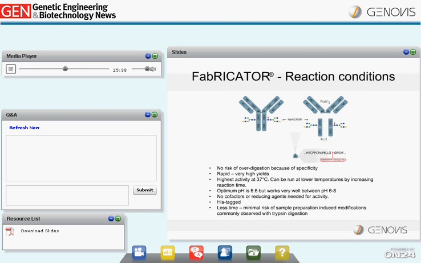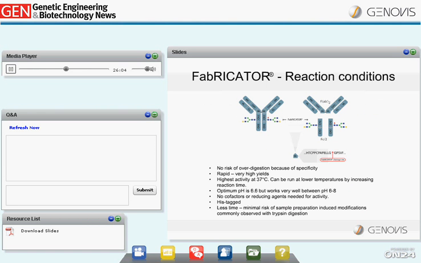The high specificity of the FabRICATOR enzyme has some interesting advantages in terms of the reaction itself. First, compared to other commonly used proteases like papain or pepsin, there is no risk of overdigestion. Adding the fact that the enzyme is very rapid, this means that there is no need for doing optimization of reaction conditions before applying the protease in real situations.